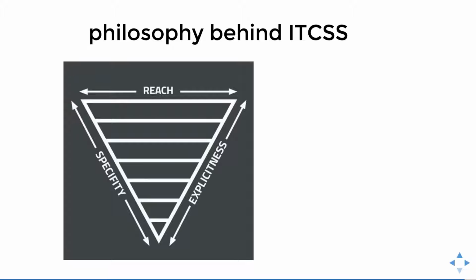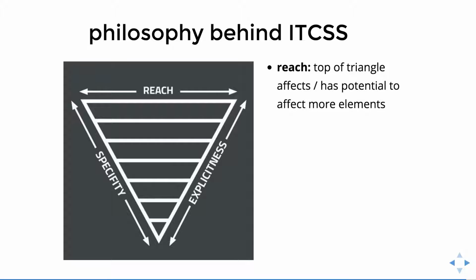The things at the top of the pyramid, they have a wider reach, right? Meaning they have the potential to, or they do, affect more things. So you want these to be stable. If these change, that could be problematic for the rest of the triangle. These are foundational things, right? So they have a bigger reach, they're less specific, and they're more general. You're not going to have very specific rules towards the top, where at the bottom these are very, very specific. Does that make sense?